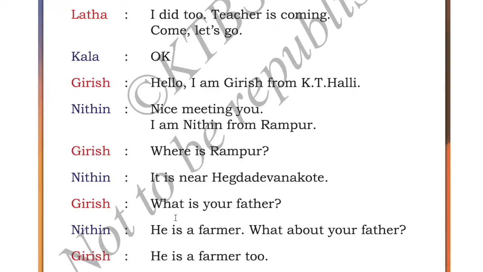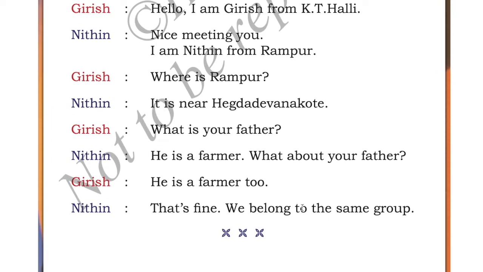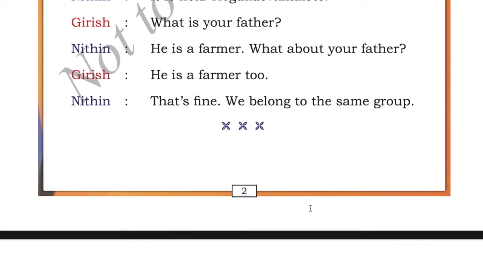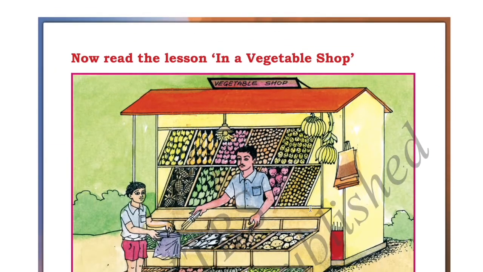So when somebody asks you what is your father or what is your mother, they usually mean what is their occupation. Nitin is replying, "He is a farmer." "What about your father?" "He is a farmer too." "That's fine. We belong to the same group." Okay, now let's get started with the lesson.